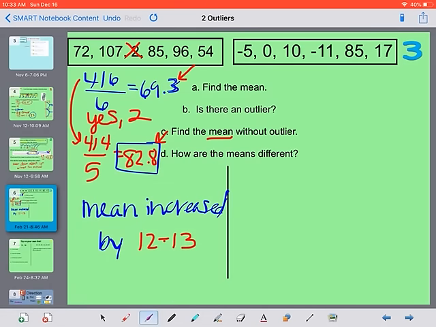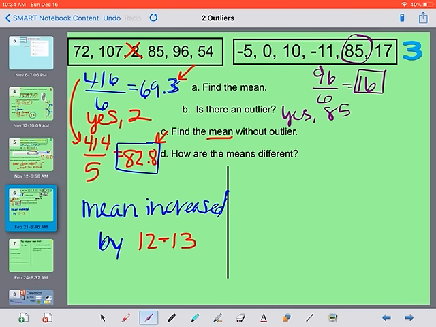Find the mean. We have 1, 2, 3, 4, 5, 6 numbers again. So we're going to add them up. -5 plus 0 plus 10 plus -11 plus 85 plus 17. Total we have 96. 96 divided by 6 gives us 16. So our average or mean is 16. Is there an outlier? All of our numbers are near 0, negative or positive. This 85 is huge compared to the rest. So yes, there is an outlier.